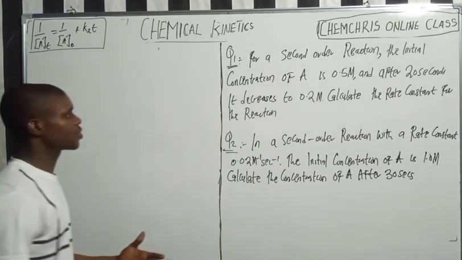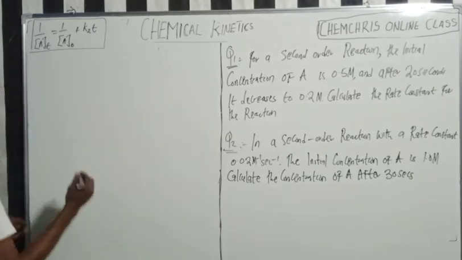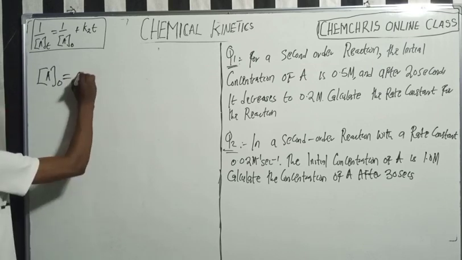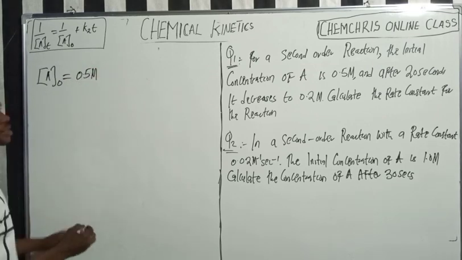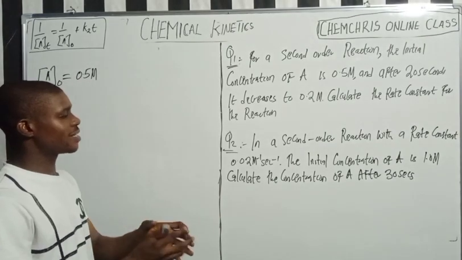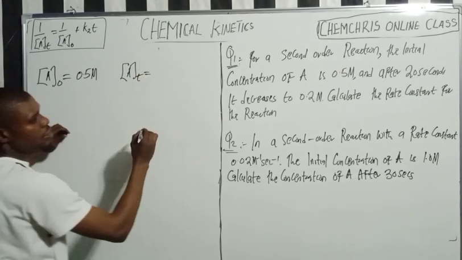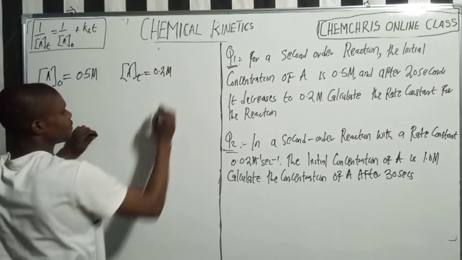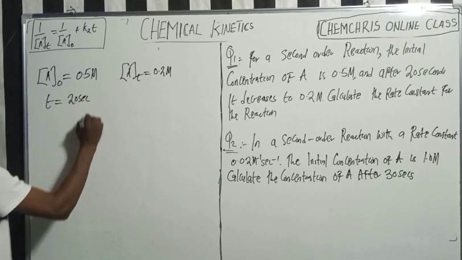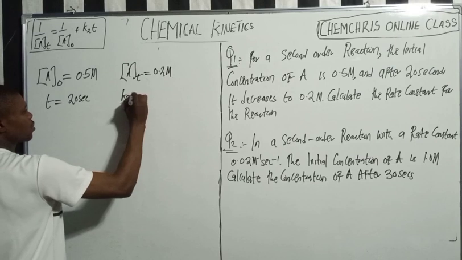This is that for a second order reaction, the initial concentration of A is 0.5. So my initial concentration A naught is 0.5 molarity. After 20 seconds, it decreases, so my final concentration is 0.2 molarity. So time is 20 seconds. What they ask us to look for is the rate constant for the reaction, so K2.